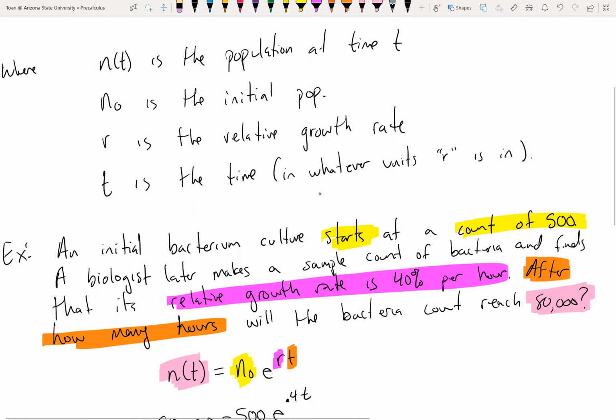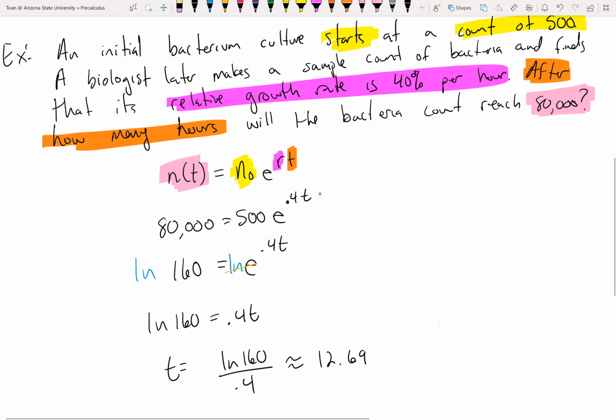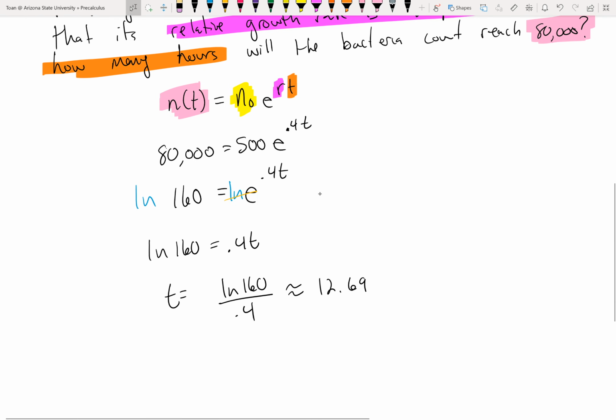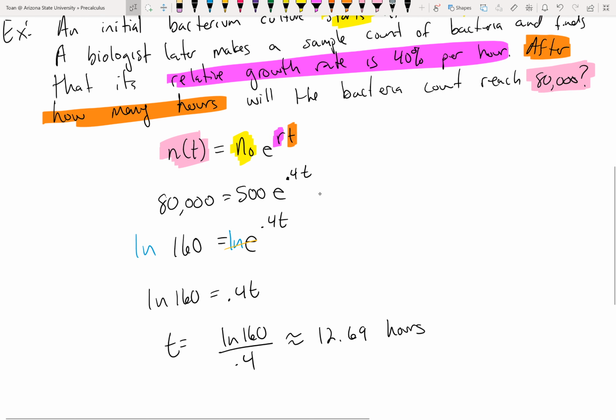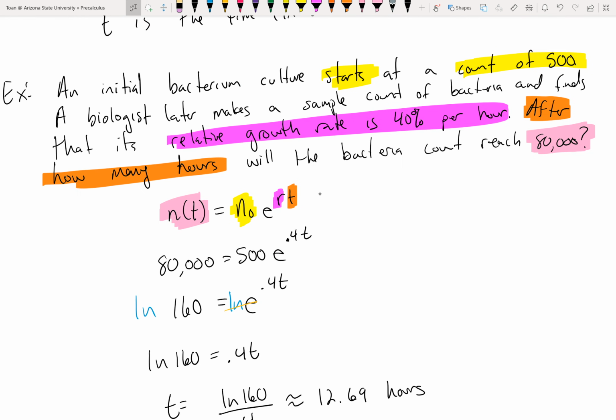So in this case, since our growth rate was 40% per hour, these t values represent hours. So if you leave this bacterium alone for about 12.7 hours, it's going to go from 500 to 80,000 bacteria. They grow fast.